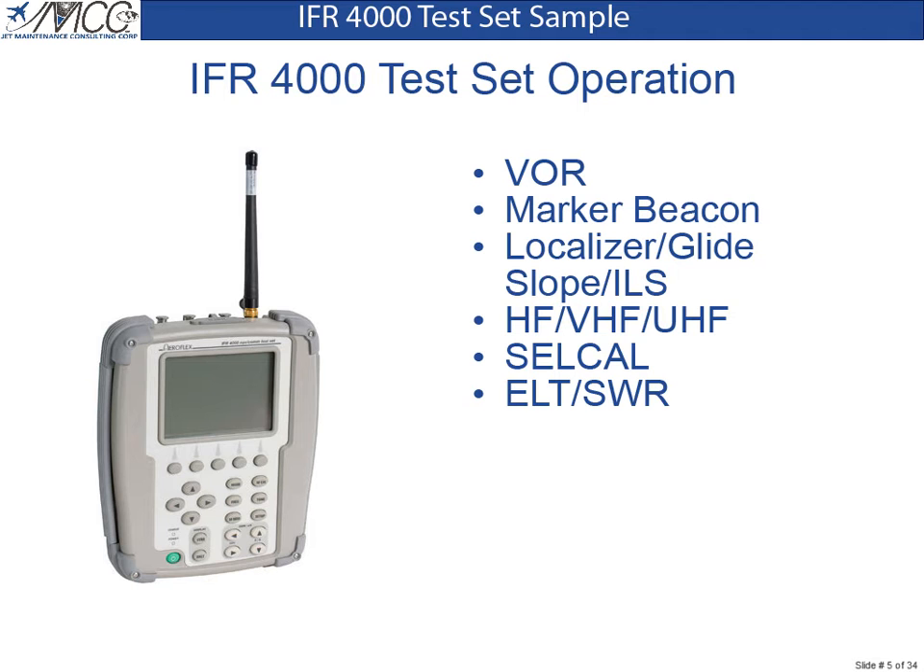Beyond VOR testing capabilities, the IFR 4000 can be used to test aircraft marker beacon, localizer, glide slope, and integrated ILS systems. It also tests HF, VHF, and UHF communication systems, selective calling systems, emergency locator transmitter systems, and can perform standing wave ratio checks on antennas and their associated cabling.